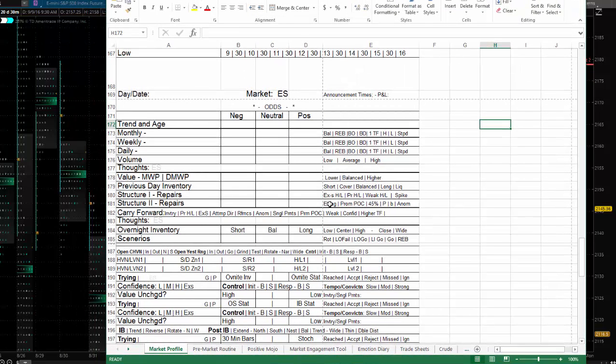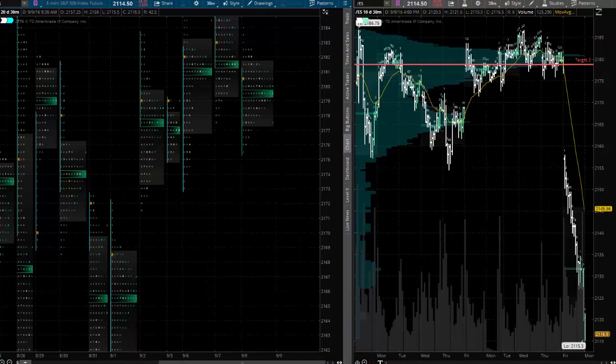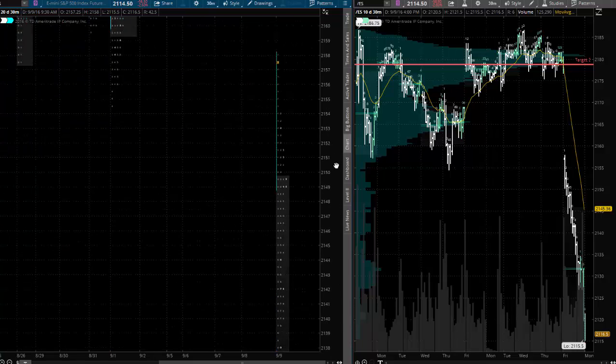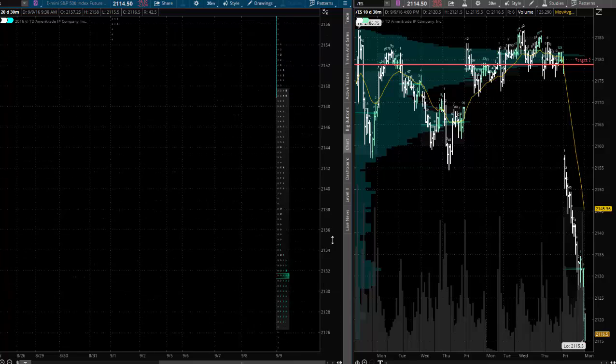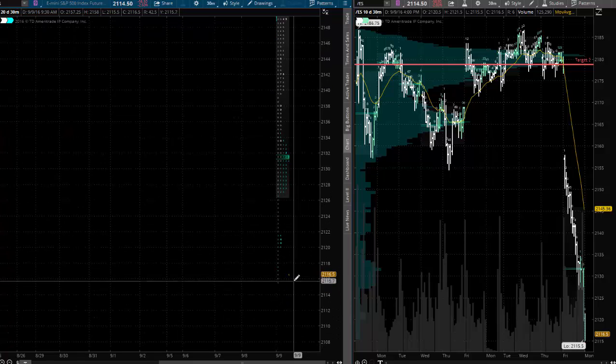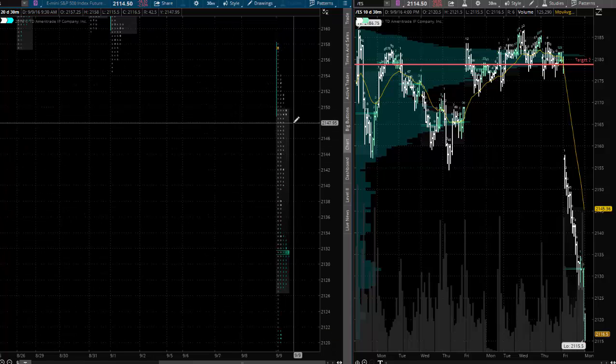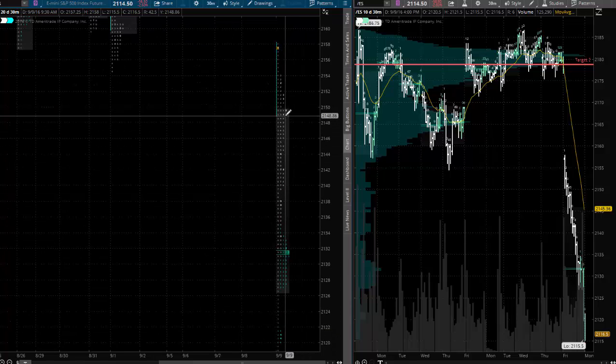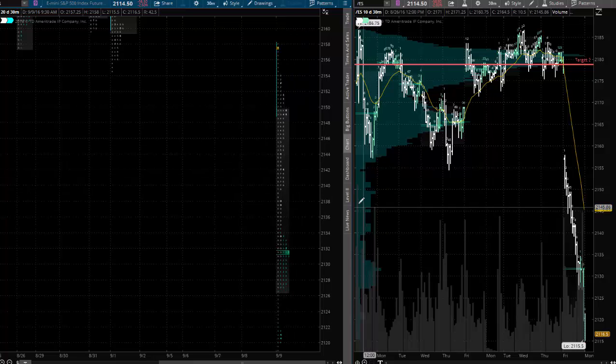structure repairs, elongation, prominent point of control, 45-degree line, a P or a B formation, or anomalies. So like in this situation here, we have elongation. Generally, elongation is revisited and repaired. We have anomalies here. It's not real smooth. You have these little jut out areas. Generally, they are repaired.